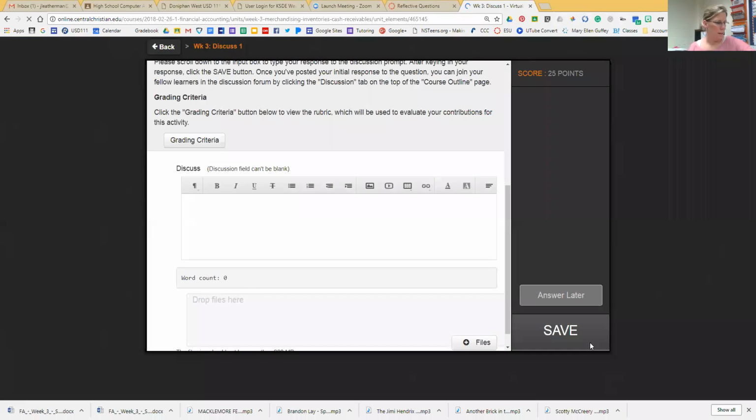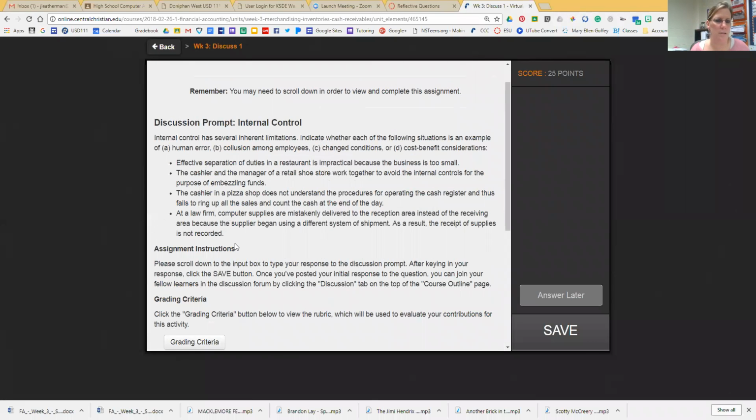Okay, discussion 1. This is about internal controls. You're going to look at these different scenarios, and you're going to label them, whether it was a human error that occurred, collusion among employees, changed conditions, or cost benefit considerations. And you will find internal controls in chapter 5. More appropriately on page 263, there's a lot of different variables that come into play for internal controls.